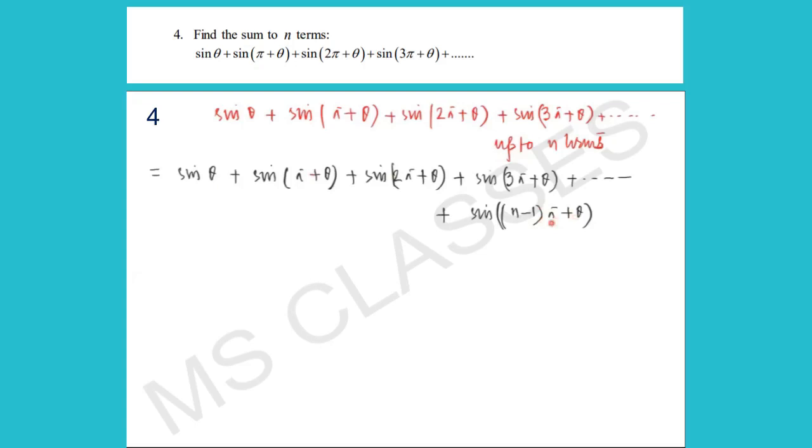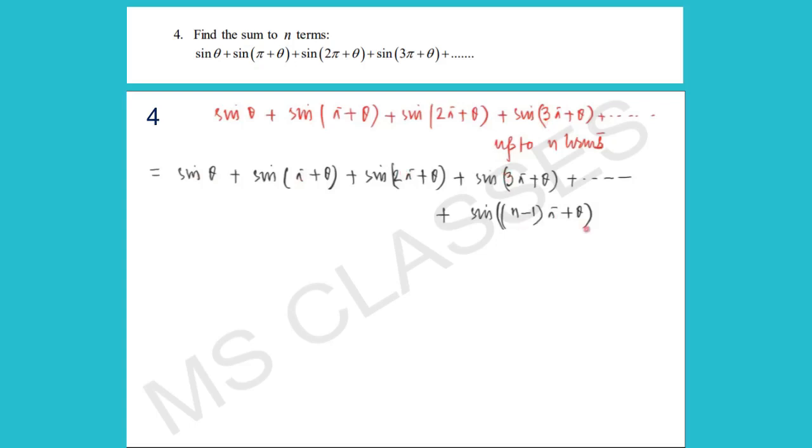Or you can think in this way: theta means 0 into pi plus theta. Here 1 into pi plus theta, here 2 into pi plus theta, here 3 into pi plus theta. First term 0 into pi plus theta, second term 1 into pi plus theta, third term 2 into pi plus theta, fourth term 3 into pi plus theta. So the nth term is 1 less: n minus 1 into pi plus theta.